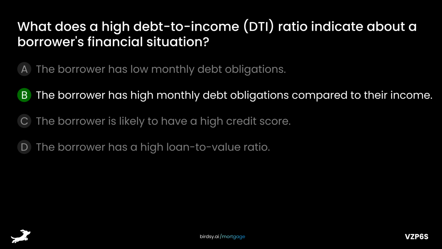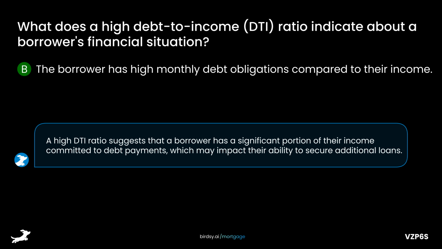The answer is B, the borrower has high monthly debt obligations compared to their income. A high DTI ratio suggests that a borrower has a significant portion of their income committed to debt payments, which may impact their ability to secure additional loans.